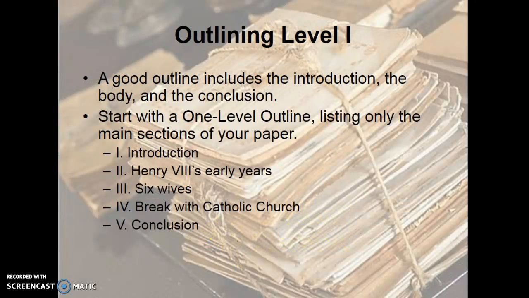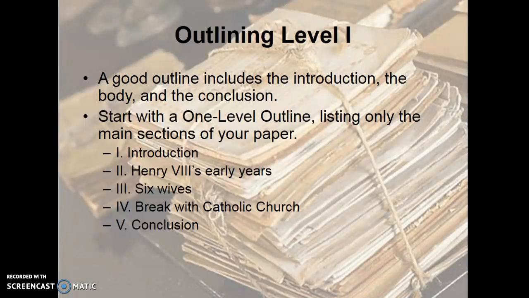So we start with a level 1 outline, and a good outline includes the introduction, the body, and the conclusion. This is a very simple outline. It looks similar to what we just looked at. It lists only the main sections of the paper. So it's going to have an introduction and then 3 or more topics for the paper, probably 3 for a short paper, many more for a longer paper, and then a conclusion.